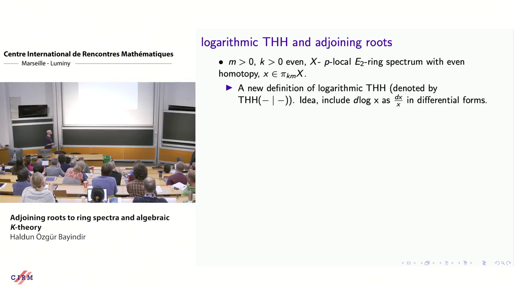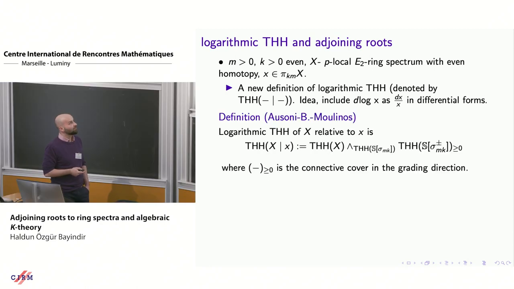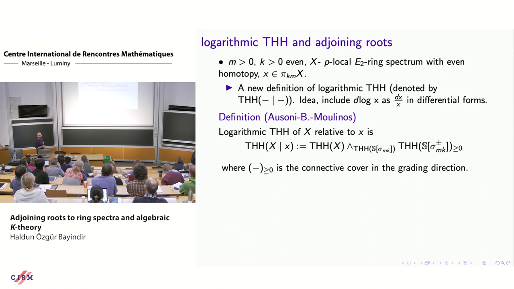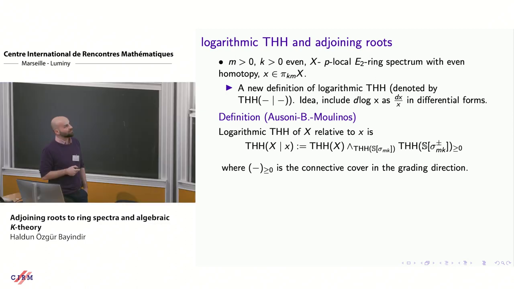So somehow this idea generalizes to THH as well, and Hochschild homology as well. And the way we define log THH of X with respect to a given class is through this formula. Okay, so I'll say a few things in order to make sense of this formula. First of all, this sign here denotes the connective cover, but connective cover in the grading direction. Because these free algebras are connected, you invert this class, it is still graded. So we take the connective cover in the grading direction.